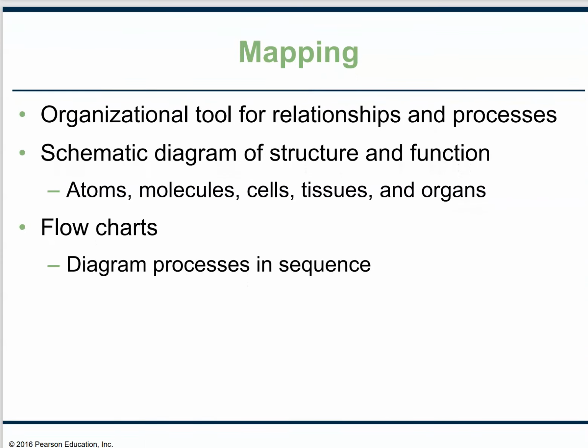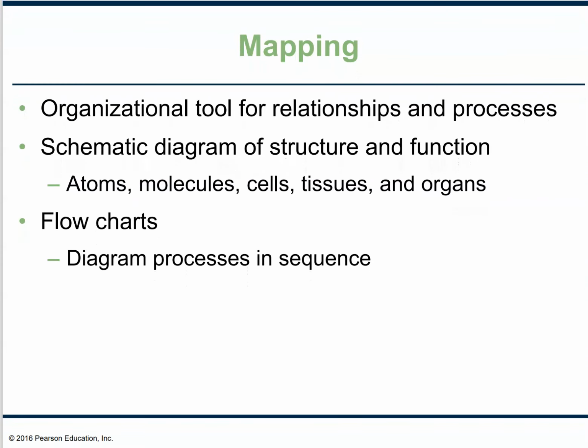The way your book is organized, it typically tries to present the information in at least 2 different formats. Very popular in the textbook are these flow charts where you can see one thing affects the next, and so these are diagrams of processes in sequence. And then of course you have the schematic diagrams of structure and function. So there's different ways to present the information, and typically the textbook gives you at least 2 different options, because we all like to learn things a little bit differently and have different options of how we like to process new information.